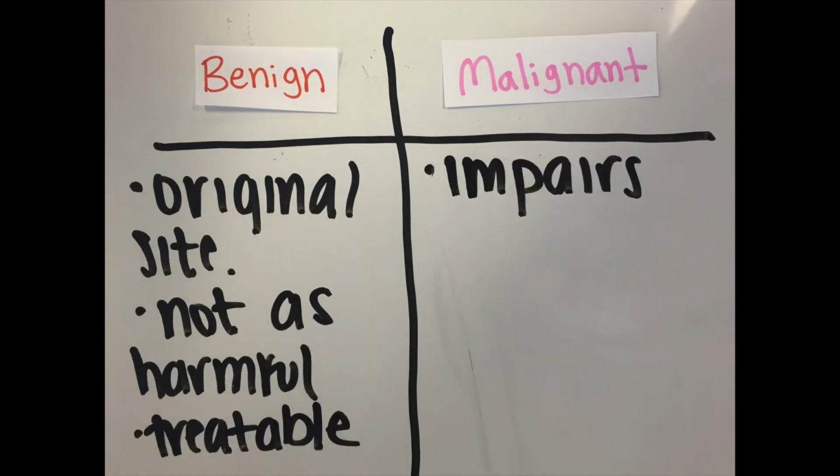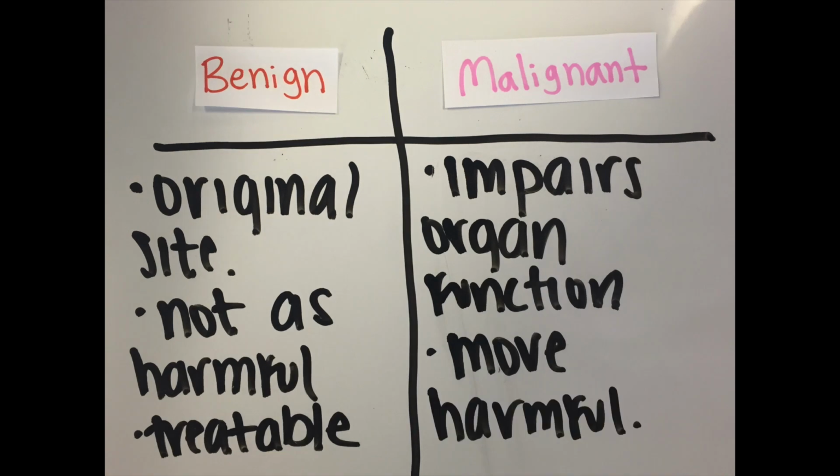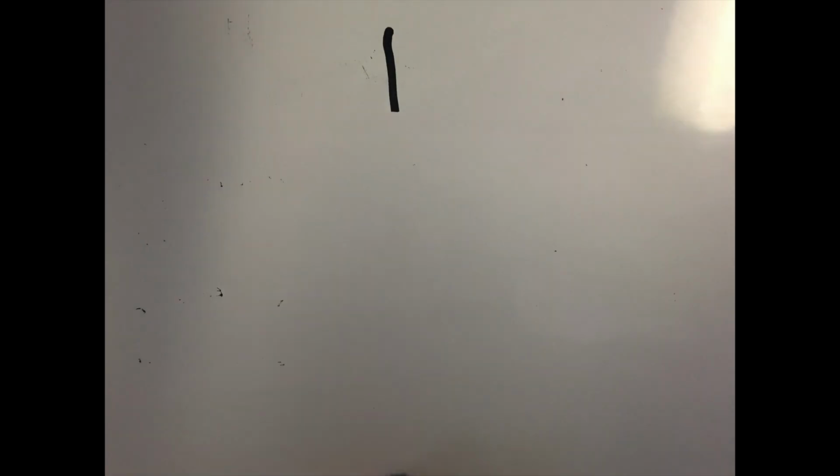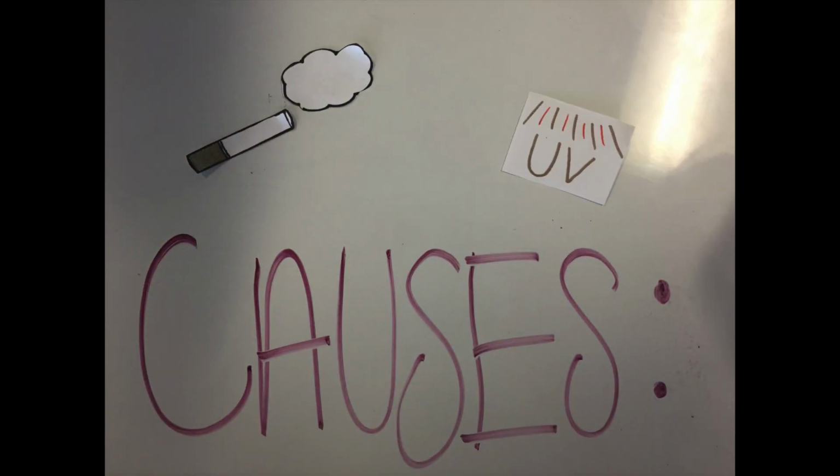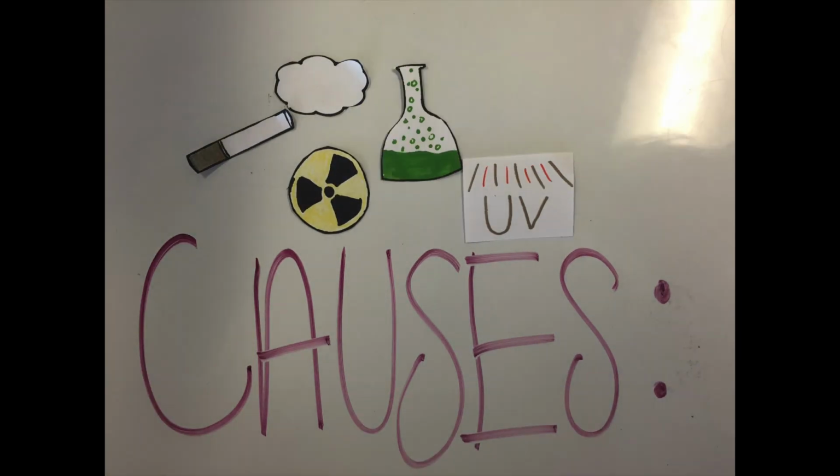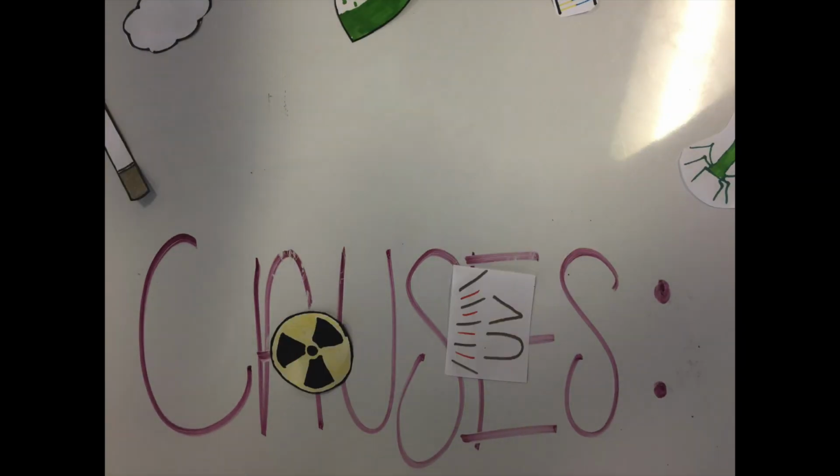Then there is malignant, which is what people worry about because it is a mass of cancer cells that impairs organ function. The causes for cancer are cigarette smoke, UV light, radiation, chemicals, viruses like HPV, and genetics.